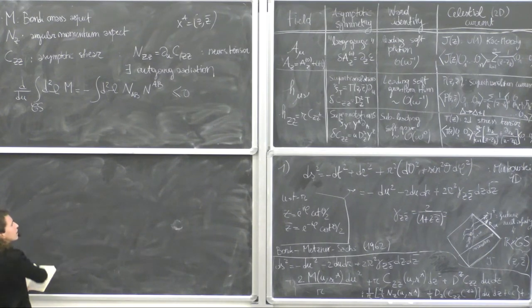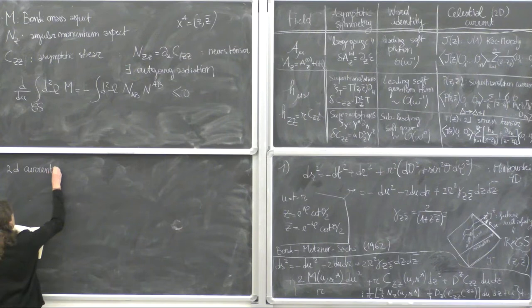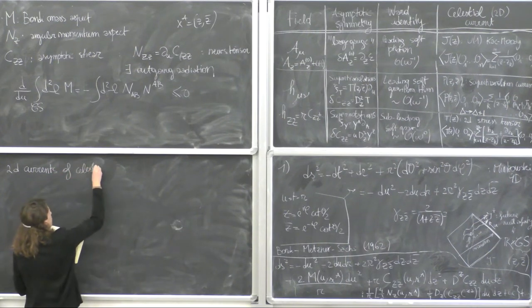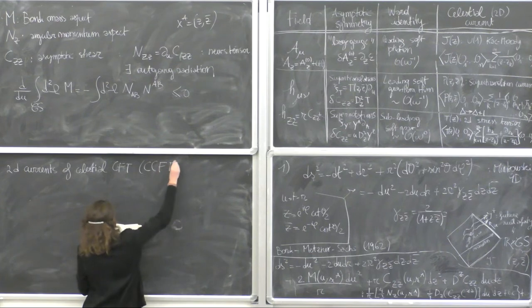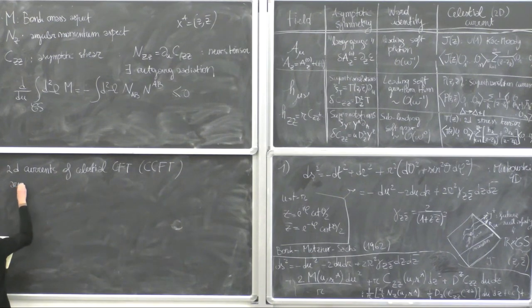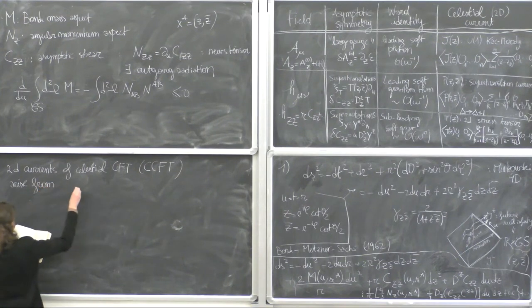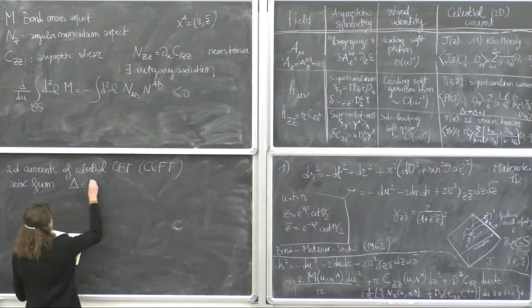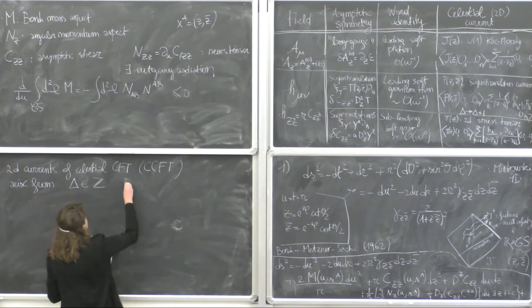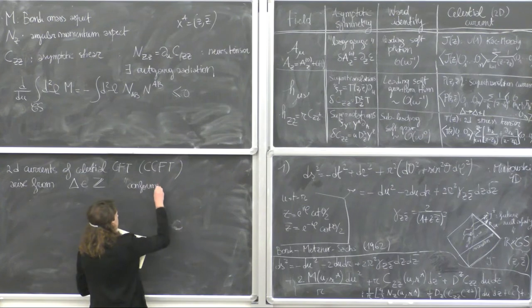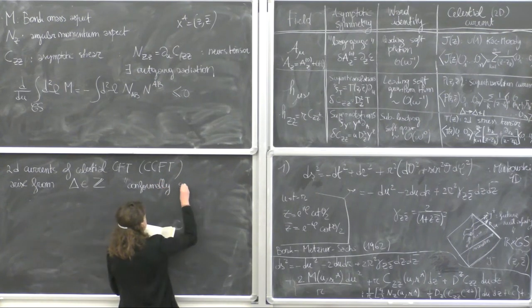So how can you get these things? Well, these 2D currents of celestial CFTs, also called CCFT, arise from taking the conformal dimension to take some integer values, and this is what people refer to as a conformally soft limit.